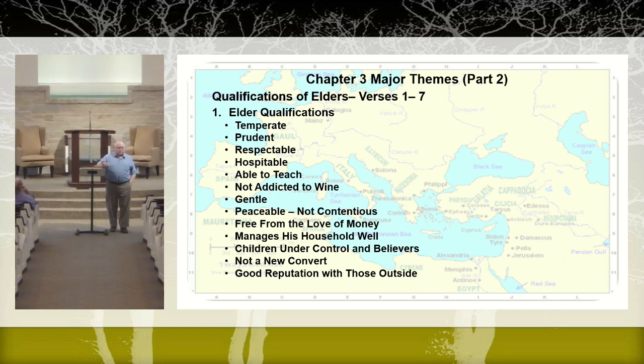So how in the world am I responsible to raise kids who believe? Because that's what it says. As a qualification for an elder, I have to have kids who believe and are not rebellious. Is this kids that are under your roof, are minors, or is this kids that are 30 years old? Next question. Hang on to that.